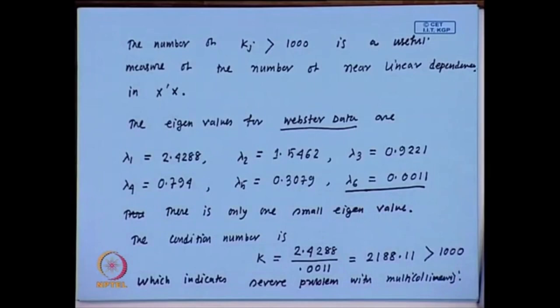Okay, so what I want to say here today regarding the detection of the multicollinearity problem is that first we considered this Webster data, and examining the correlation matrix could not detect the problem of multicollinearity, whereas this eigensystem analysis technique says that since the condition number is 2188, which is much larger than 1000, there is a severe problem with multicollinearity in the Webster data. In the next class we will compute the condition indices and see how many linear dependencies there are. Okay, so that is all for today. Thank you for your attention.